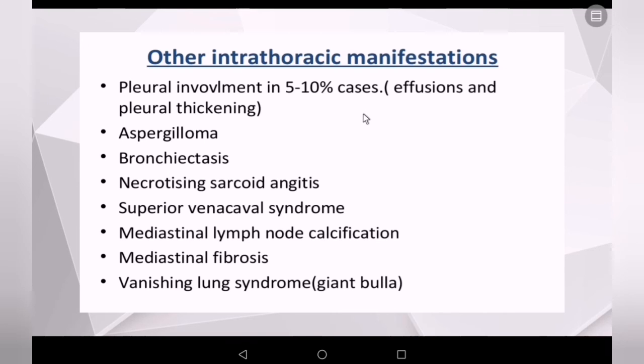So these are the other intrathoracic manifestations: pleural involvement in 5 to 10 percent of cases, aspergilloma, bronchiectasis leading to productive cough, necrotizing sarcoid angiitis, superior vena cava syndrome due to compression, mediastinal lymph node calcification, mediastinal fibrosis, and vanishing lung syndrome or giant bulla.